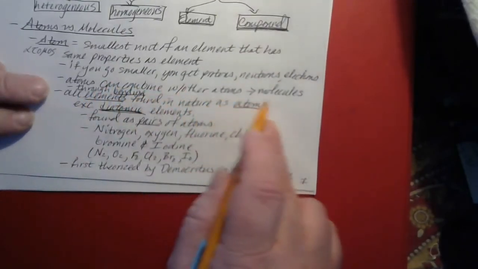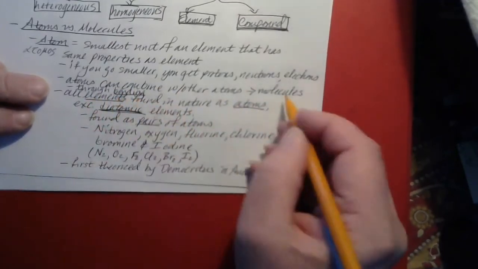Atoms can combine with other atoms to form molecules. They do this through chemical bonding.